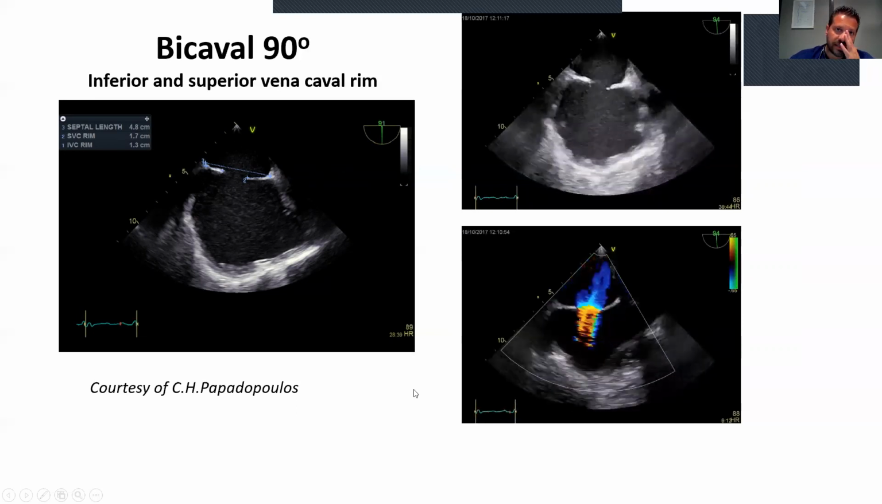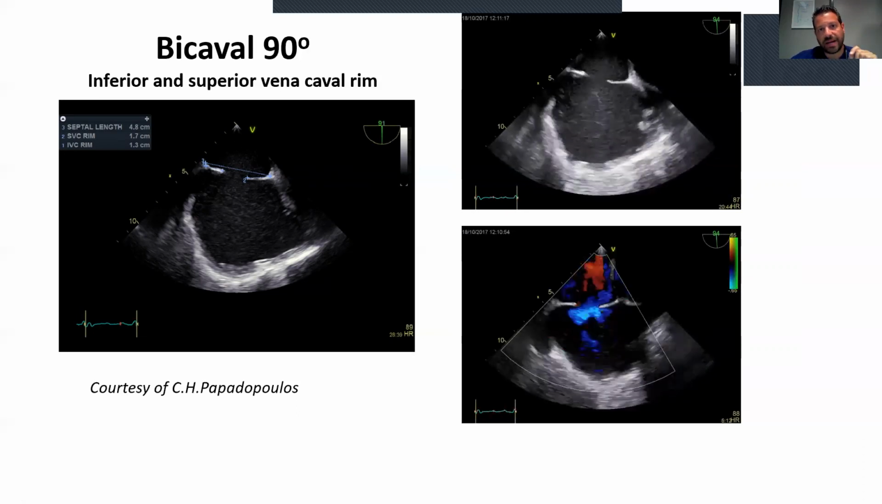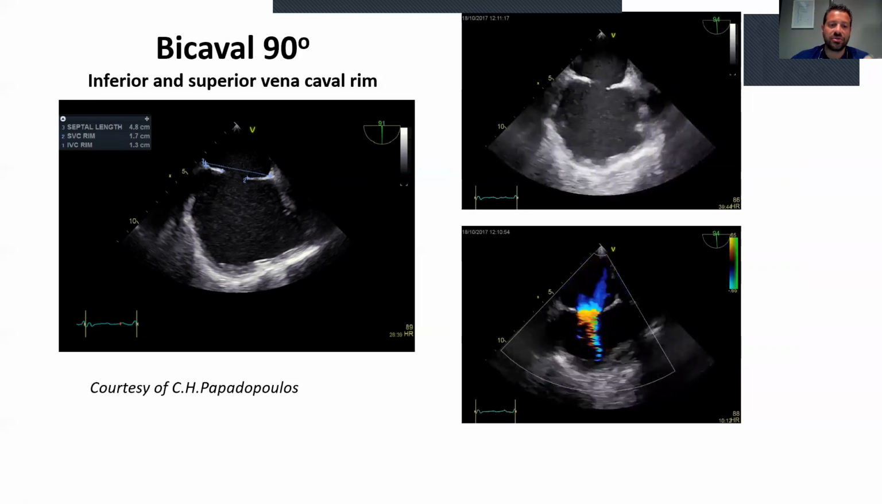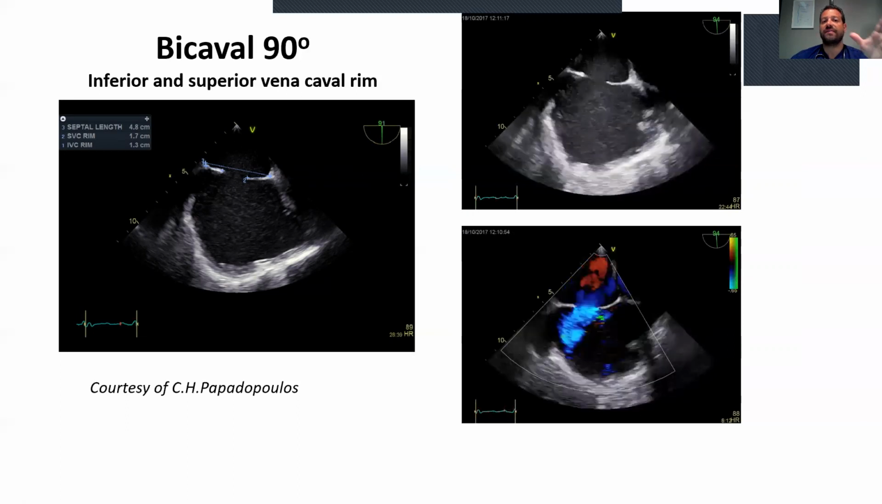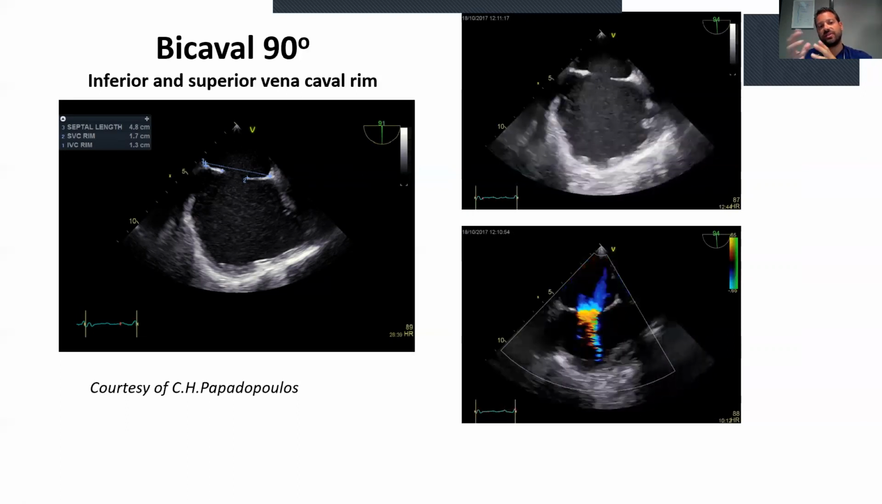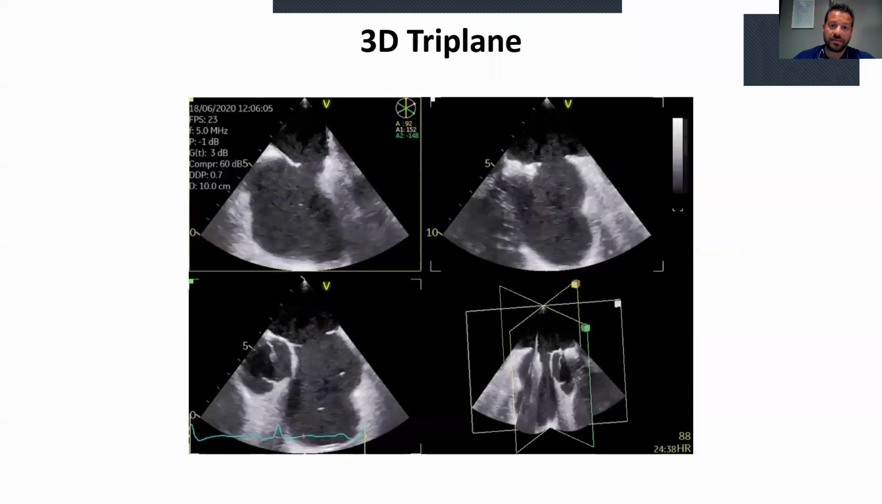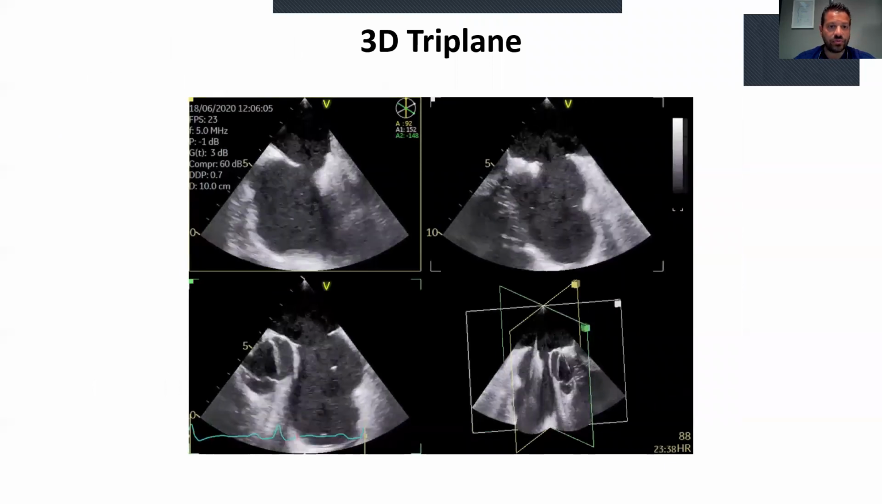We have to say that depending on the anatomy of every patient, perhaps we have to change the degrees of our angulation and not be so strict to go to 0, 45, and 90. We can change it depending on the patient. We can take triplane views of the septum.